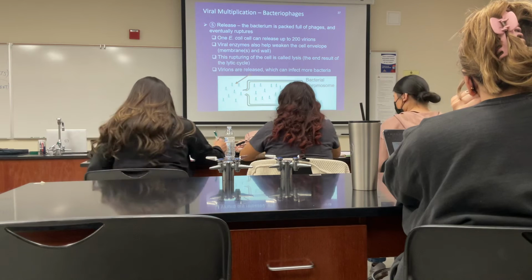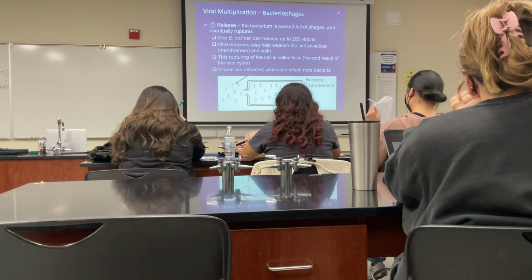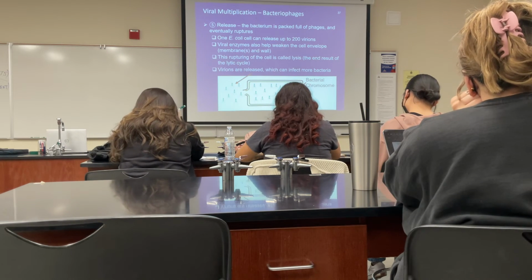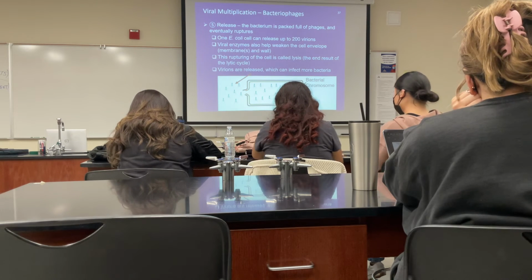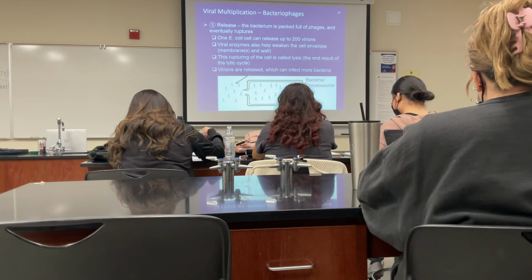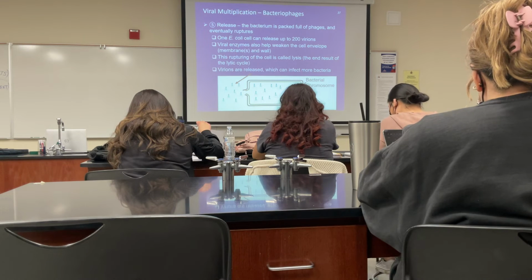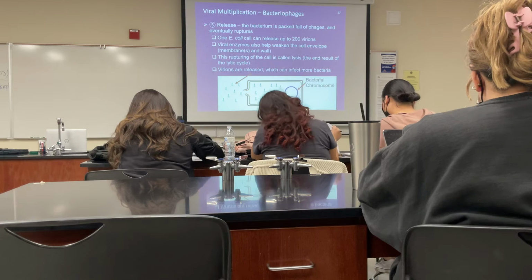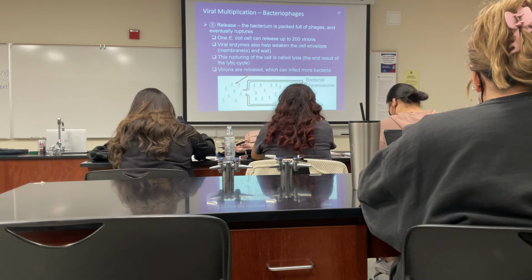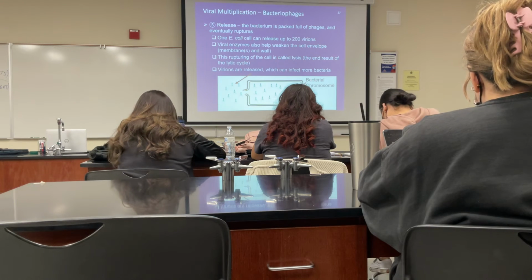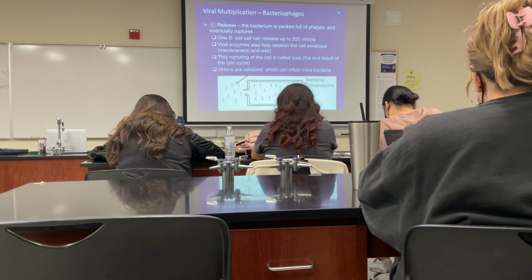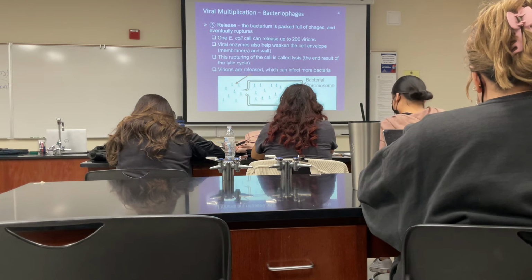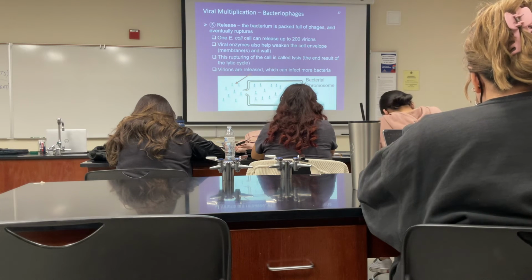There's viral enzymes that are usually encoded that can help weaken that cell envelope, so weaken the membrane and the wall. Remember, if it's a gram-negative or a gram-positive, it still has a wall, and that wall is usually a rigid structure, so to get that to burst takes a little more energy. But if you can form some cracks in that wall and kind of weaken it up, then it's more likely to burst open. That rupturing is what's called lysis, and that's going to be the end result if you go into the lytic cycle.